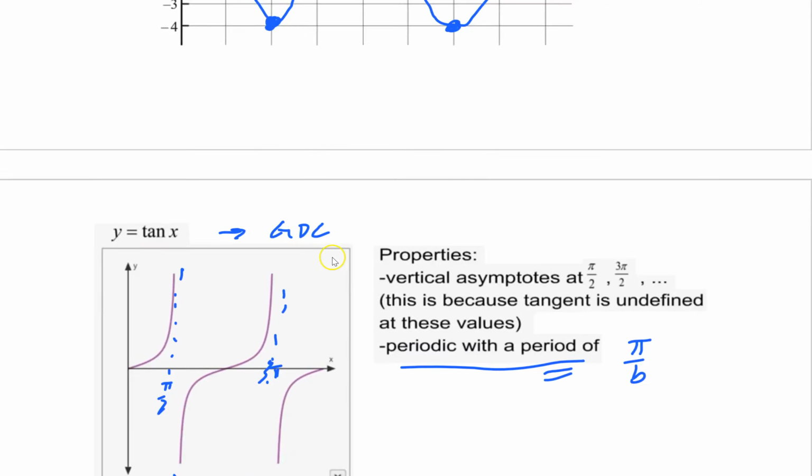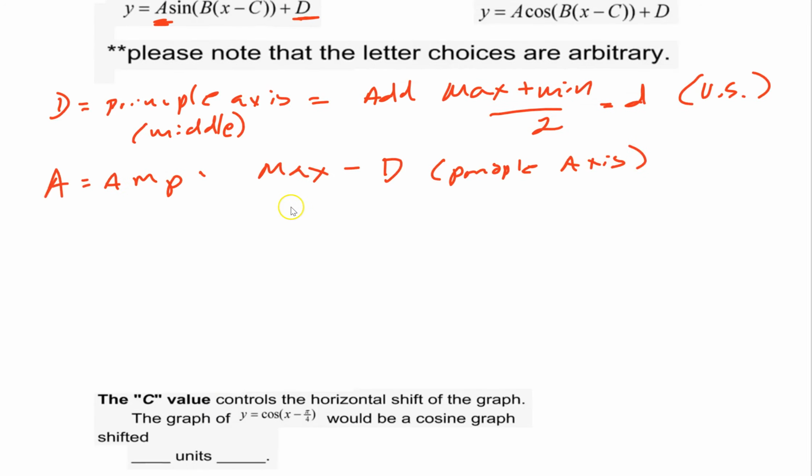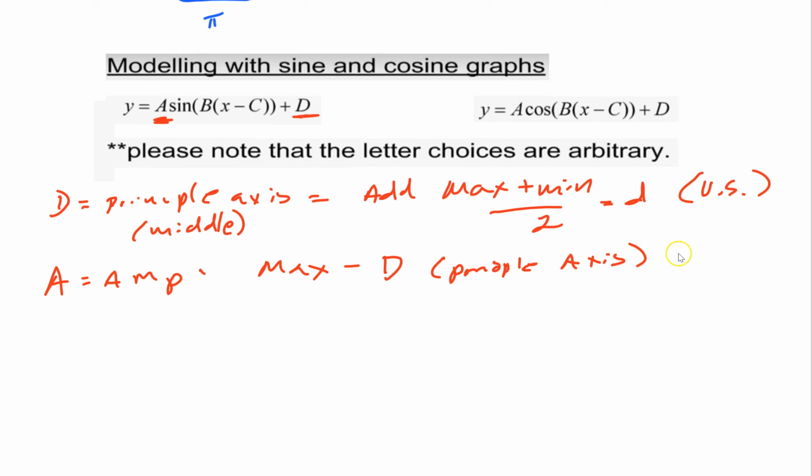If you know how high your graph is, and if you know where the middle is, then you just get the max minus the middle, and that's your amplitude. There's actually a formula for it too, one I don't use ever, which is max minus min divided by 2. That would also get you the amplitude. So now we have D, we have A.